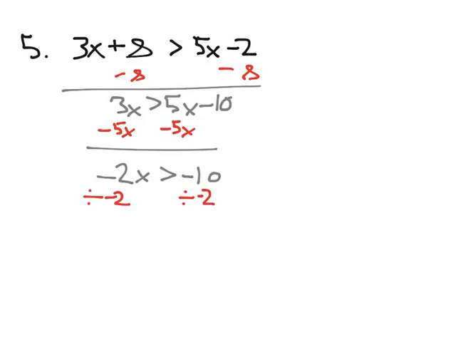So to start off with, I divide the left by negative 2, which is just going to give me x. I divide the right by negative 2, which is just going to give me 5. But because this number is negative, I have to flip the sign. So I used to have greater than. Now it's going to be less than. So our answer is that x is less than 5.